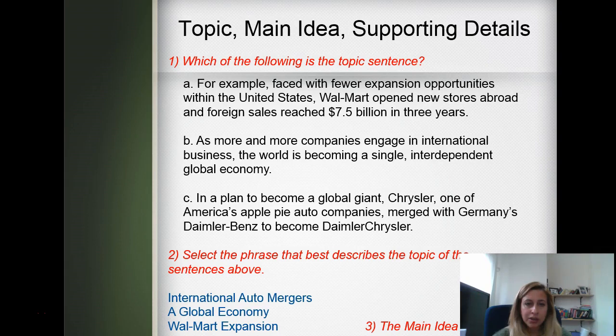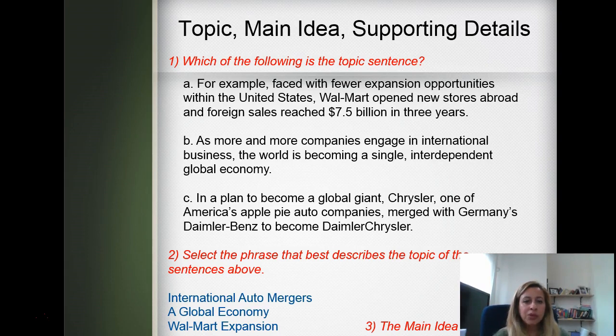Now, let's look at the question. It says here, which of the following is the topic sentence? A, for example, faced with fewer blah, blah, blah. Now, A starts with the words for example, so I'm not sure it's the answer because we are looking for the topic sentence and A shows that they are already in the example.